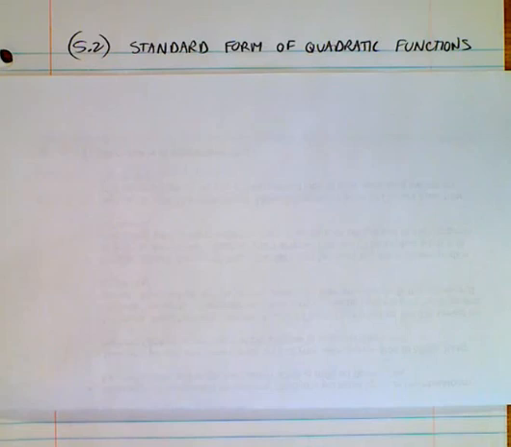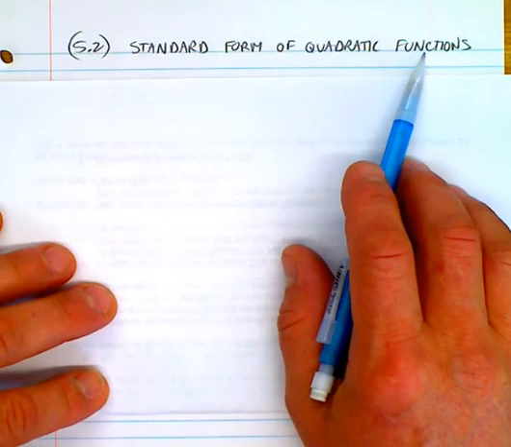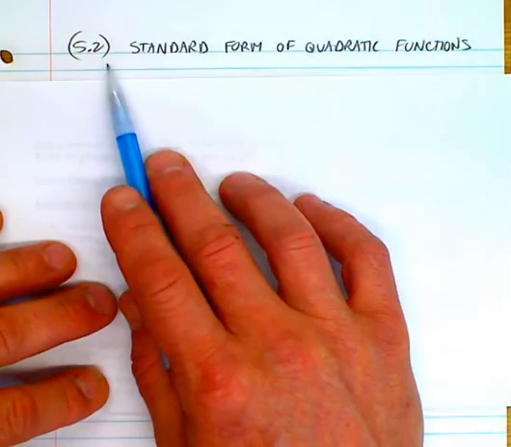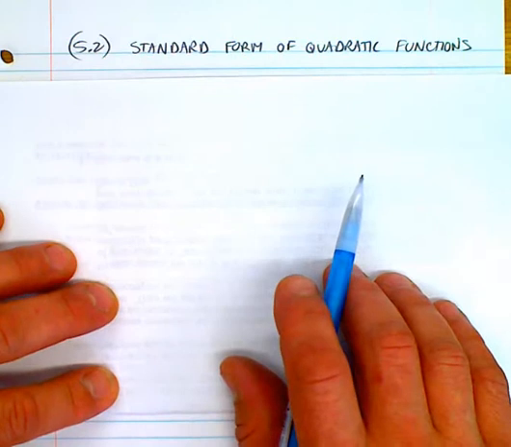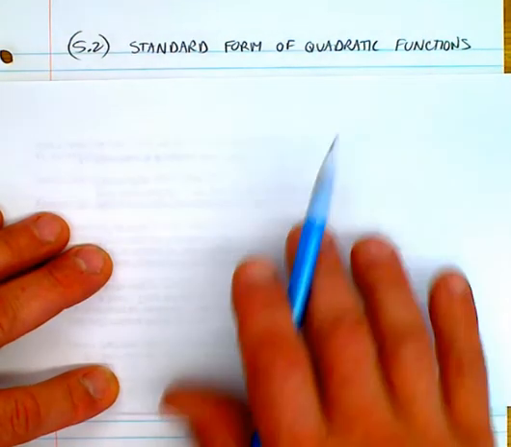Here we go, folks. This is section 5.2, standard form of quadratic functions. I realize I made the mistake of calling the previous section 4.1, but we are indeed in the 5th chapter. So the standard form of quadratic functions is just a different way to look at it, a different type of formula.